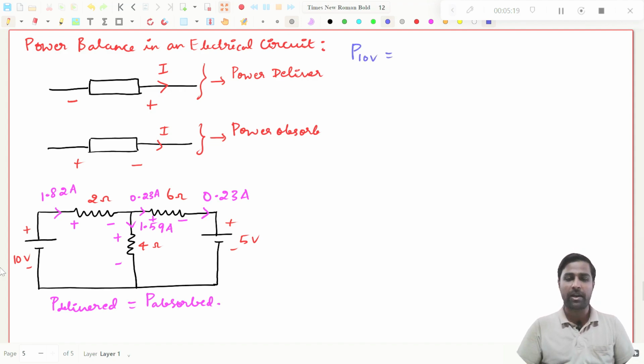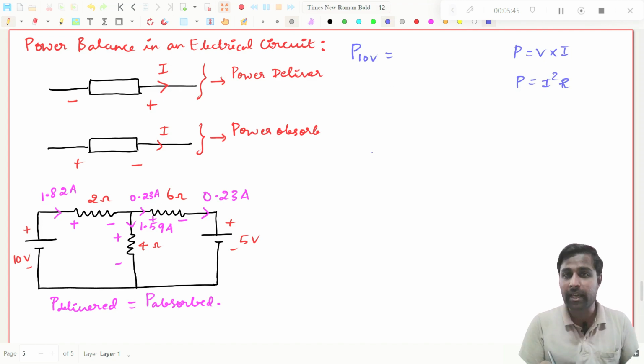How can we find power? For the formula for power we have two different formulas. Either it can be V into I, or the power formula can be written as I square R. That we know already, right? So now you see this P by 10 volt, I have voltage and also current, right? This 10 volt source, how much power would it have delivered? It is delivering, since my current is traveling from minus to plus, obviously, right?